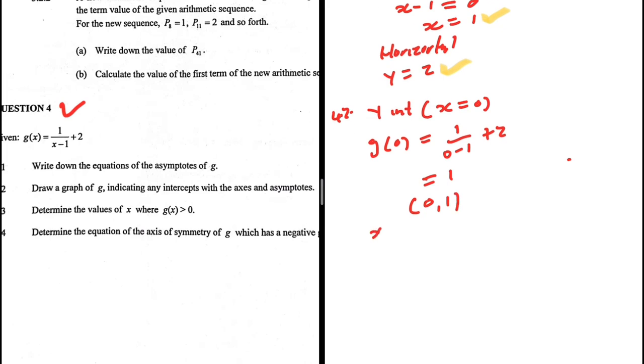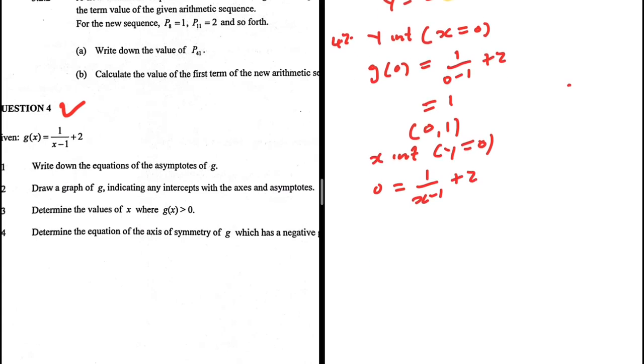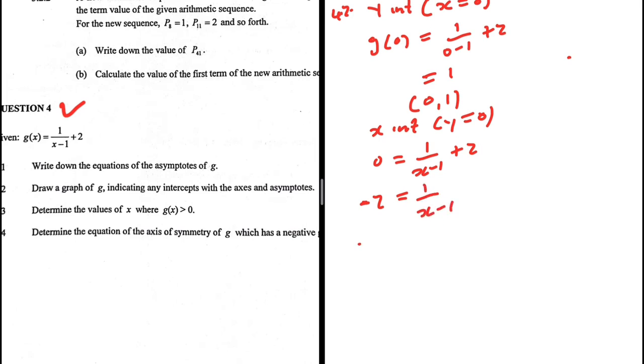Okay, let's move to the x-intercept, where now y is equal to 0. So we get 0 is equal to 1 divided by x minus 1 plus 2. We take 2 to the left hand side, minus 2 is equal to 1 divided by x minus 1. If we cross multiply, we're going to get minus 2x plus 2 is equal to 1. So minus 2x is equal to 1 minus 2, which is minus 1.